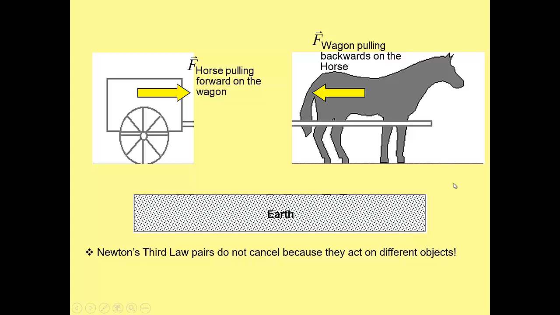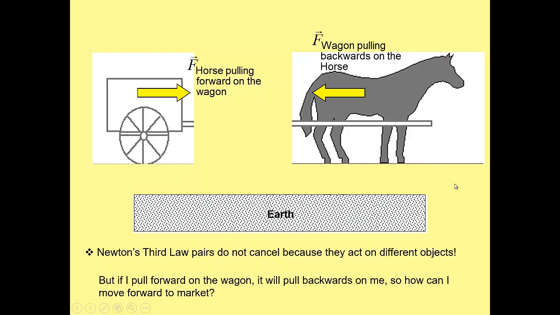Now the horse says, okay, you got me there, but you just said that if I pull forward on the wagon, it's going to pull backwards on me. And if I've got this force acting backwards on me, how am I going to move forward to market? Might as well just sit here. Well, that's why this isn't so easy. Nothing happens here in isolation.